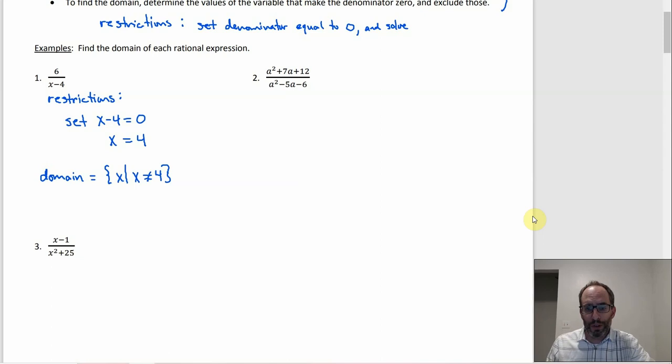Next one, number 2, basically you do the same thing that we did in number 1, except that the denominator is a little bit more complicated. But it is one that we can factor, so that's nice.